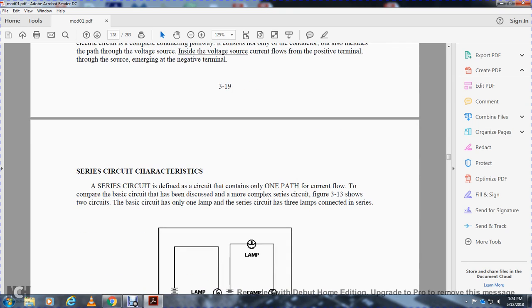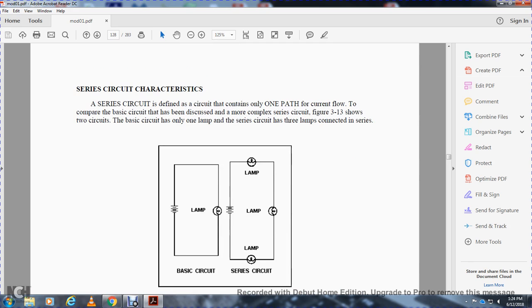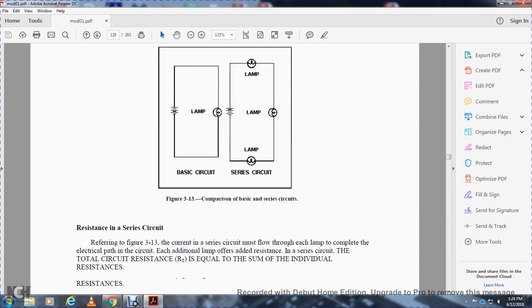Series circuit: a series circuit is defined as a circuit containing only one path for current flow. That completes the basic figure that has been discussed, and the circuits become more complex. Figure 3-13 shows 2 circuits: the basic circuit has only 1 lamp, and the series circuit has 3 lamps connected in series. The basic circuit would be positive and negative, completing the DC circuit from the battery to the first lamp, and then your series circuit would be all in line. Your battery supplies all on the same circuit.